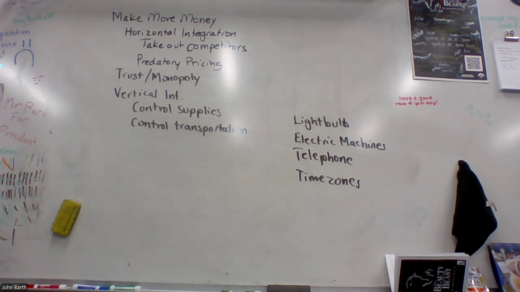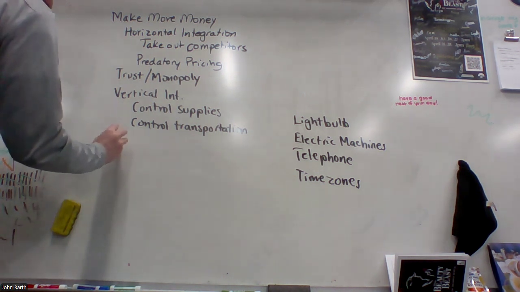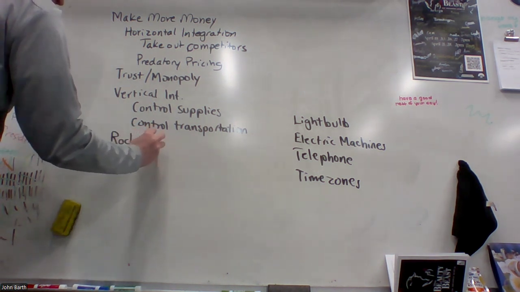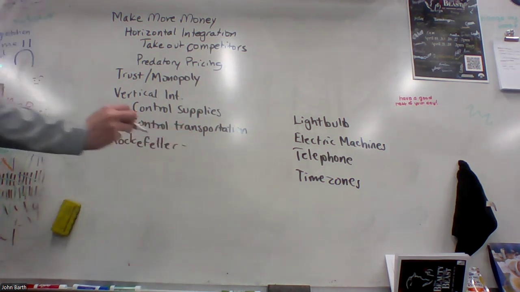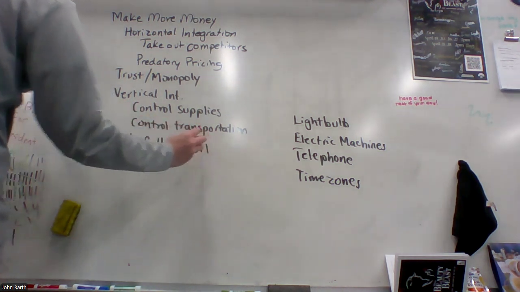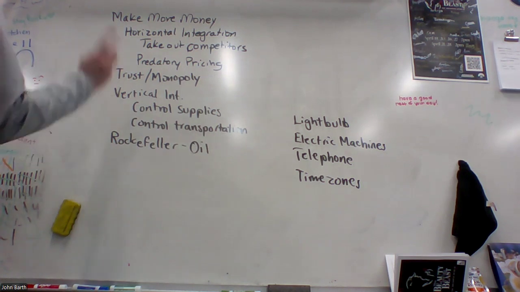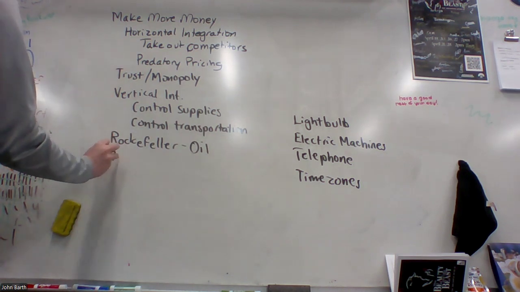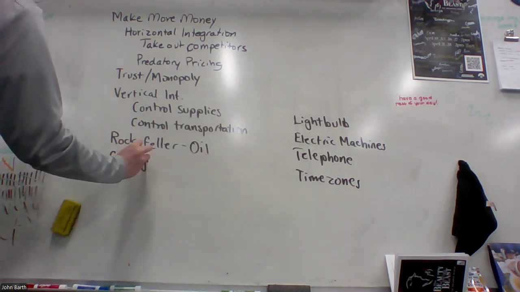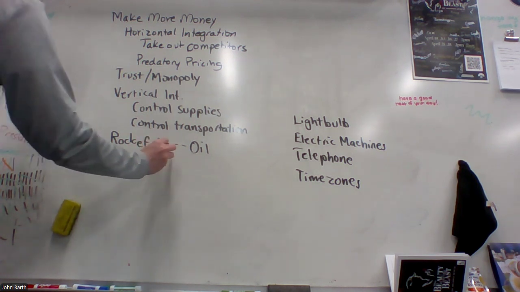We talked about some examples of people who did this. Who were some of those people? Rockefeller. What was his industry? Oil. Who was the other guy? I already heard it. Carnegie. And what was his industry? Steel.